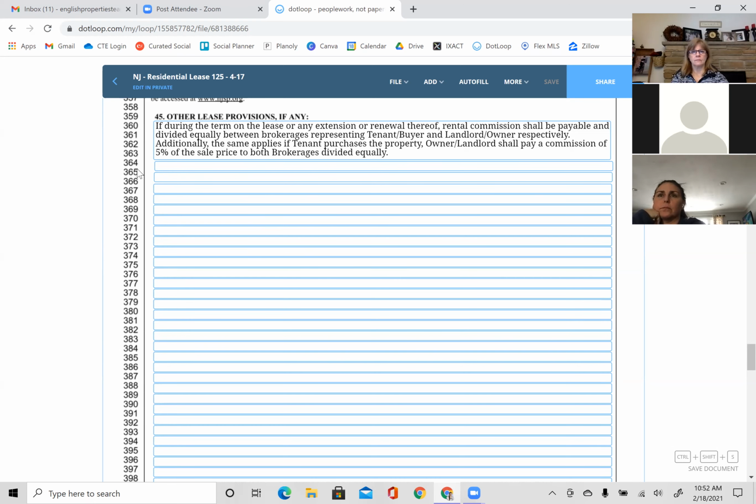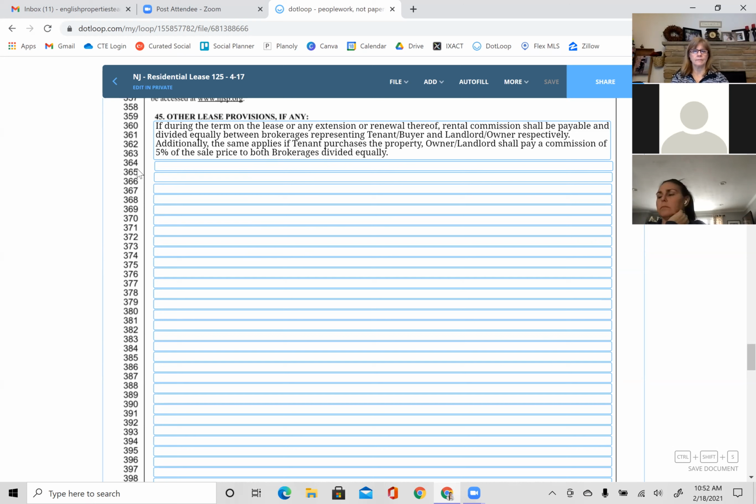Basically, this is saying if you brought a tenant and they stayed there for a year and then they decided to buy the property from the landlord, you're due a commission. So is the other party. If there were 2 brokerages, say Keller Williams and you, then that agent from Keller Williams is due commission as well, because you 2 brought the parties together.